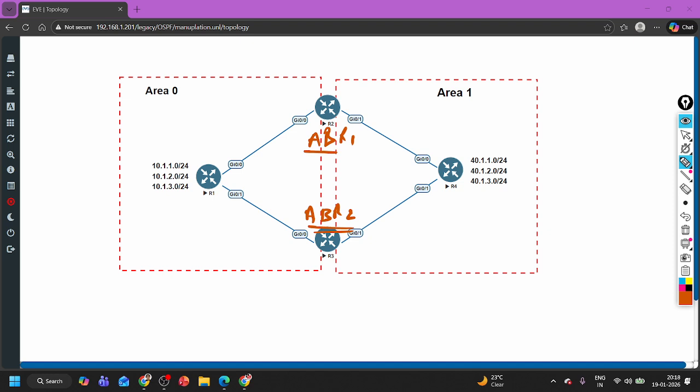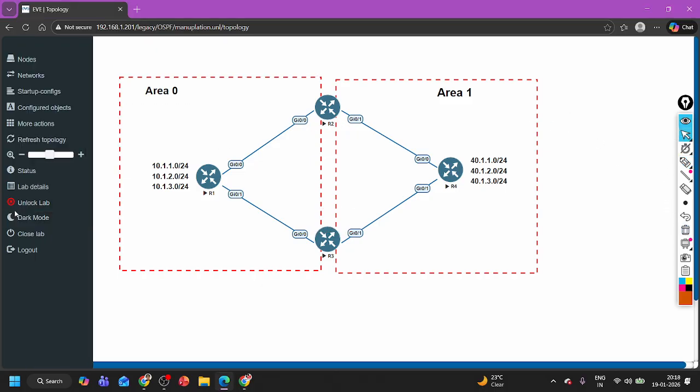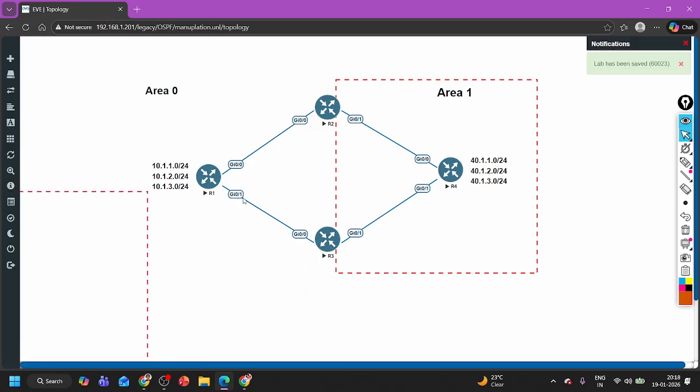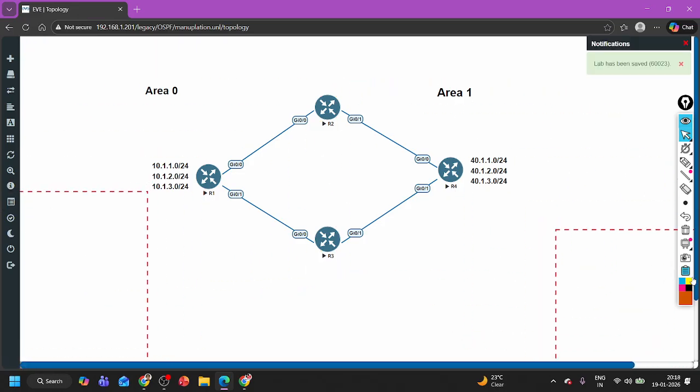First of all, for a moment, forget about the area. Just imagine all the routers are in the same area, let's say area 0 only. In that case also you have to understand manipulation. Here I am going to tell you one type of manipulation. Let me access all the routers.